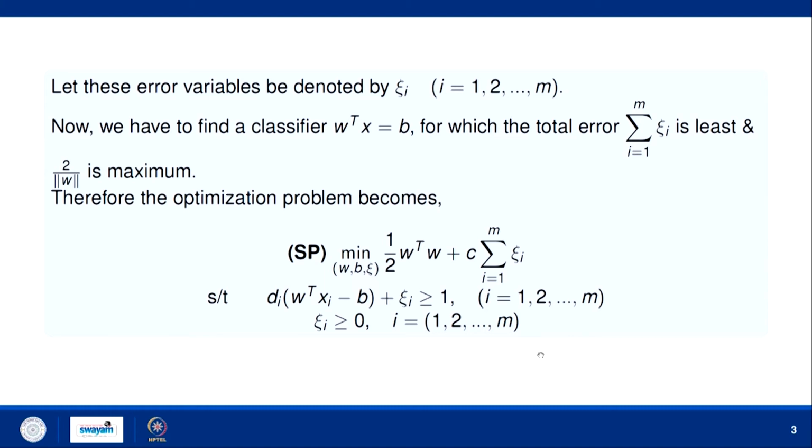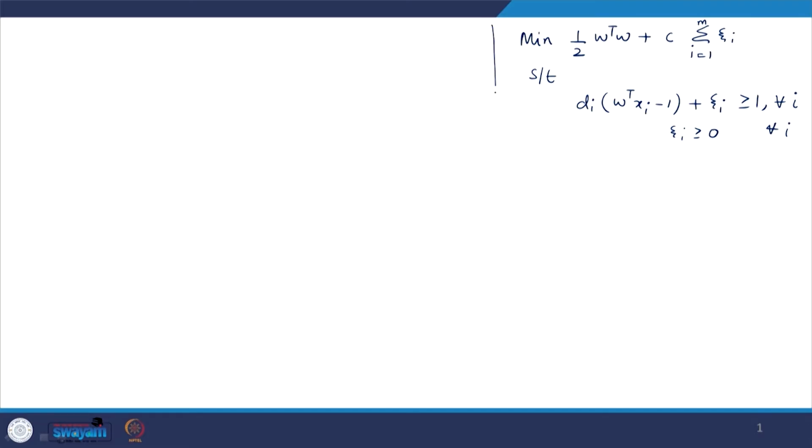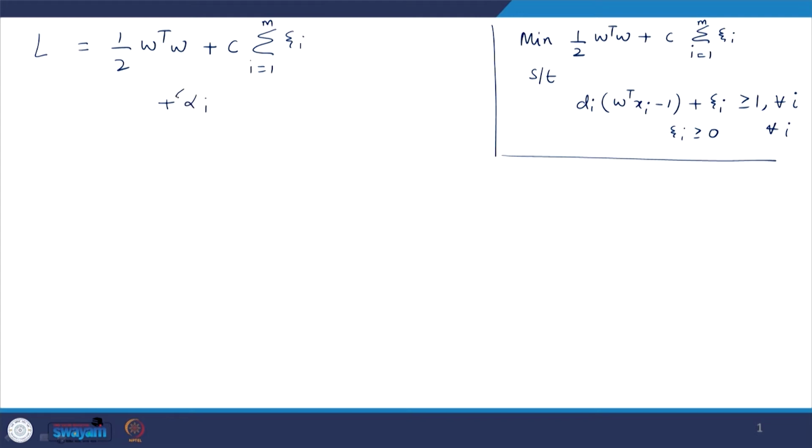Now, first let us define the Lagrange of this problem. The Lagrange of this problem will be given by 1 by 2 W transpose W plus C times summation I from 1 to m xi I, then plus the sum of alpha I over I.